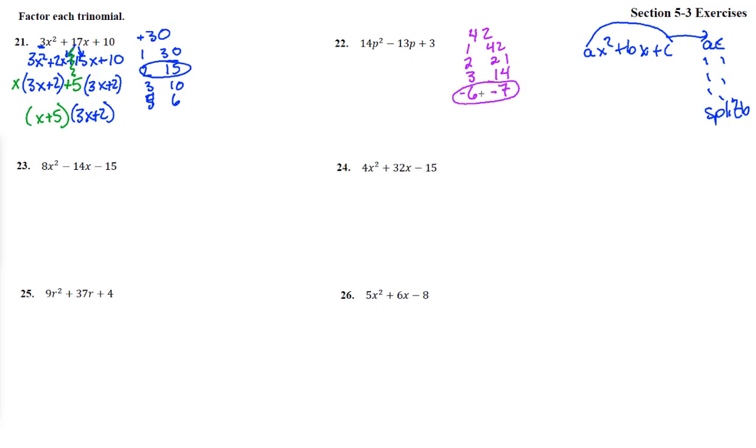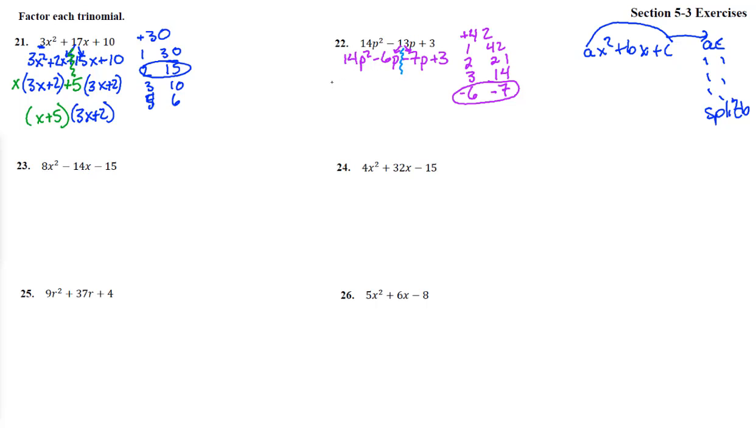Double check that that's correct. Negative 6 times negative 7 is a positive 42. And add to negative 13, correct. So this is really 14p squared minus 6p minus 7p. Again, we split that up into its two components, the right two numbers that add to negative 13 that will allow us to do this. So then we're like, okay, what does that help us with? Well, now we have 1, 2, 3, 4 terms, which we can do by grouping.